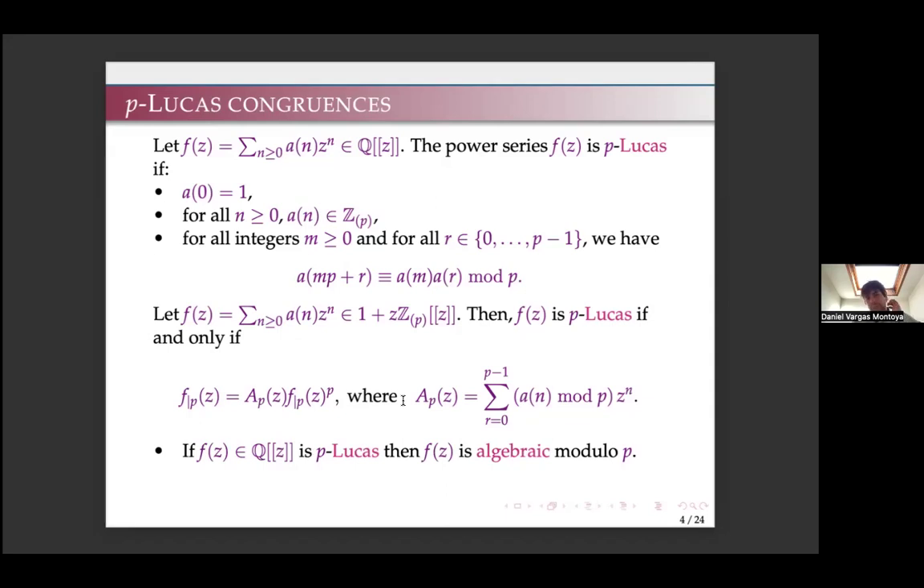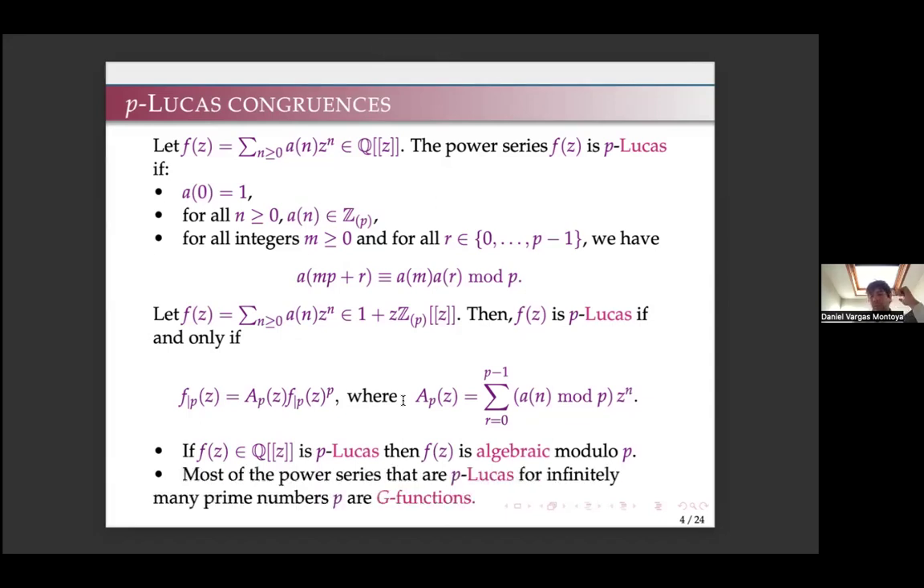The main point here is actually that most of the power series that are Pelucas for infinitely many prime numbers P are G functions. I am not going to recall the definition of G functions. However, I am going to give the definition of two important classes of G functions, which are hypergeometric series and diagonals, because usually the G functions which are Pelucas are diagonals or hypergeometric series.